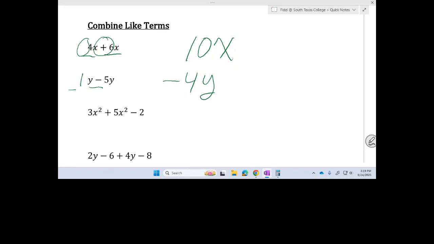All right, again, y'all, like terms. Look, these are like terms, X squareds. Okay, 3 plus 5, 8. People say, what about that negative 2? Just comes along for the ride. I can't do anything with it, but it's part of my problem, so it's got to be part of my answer too. Okay.